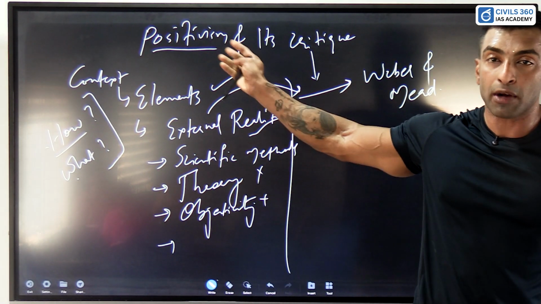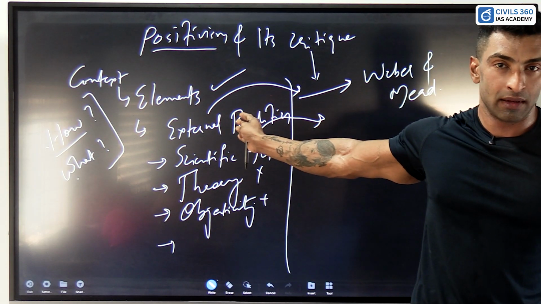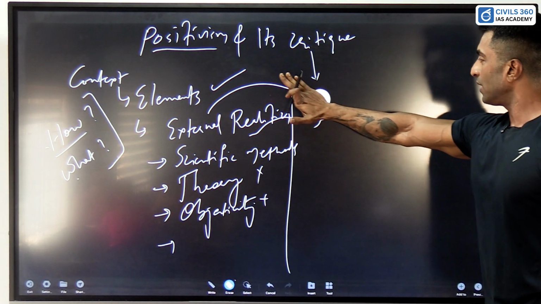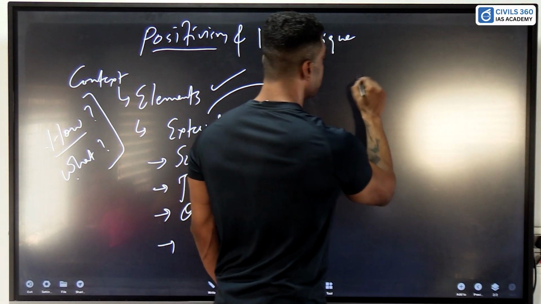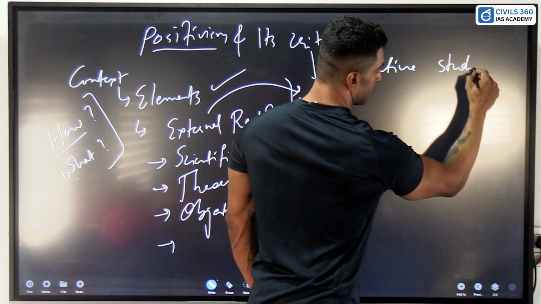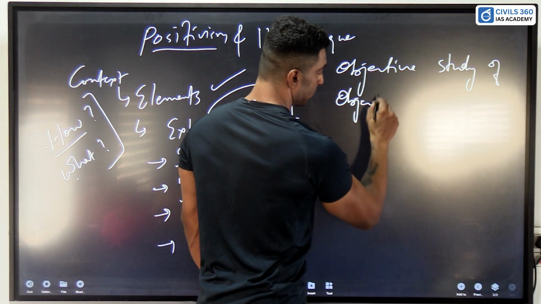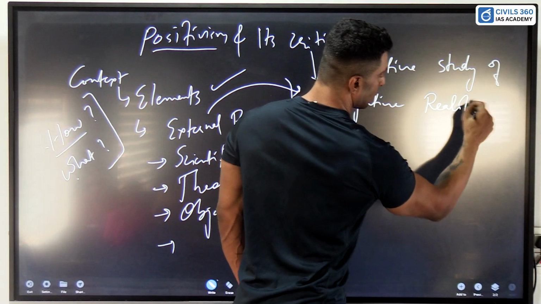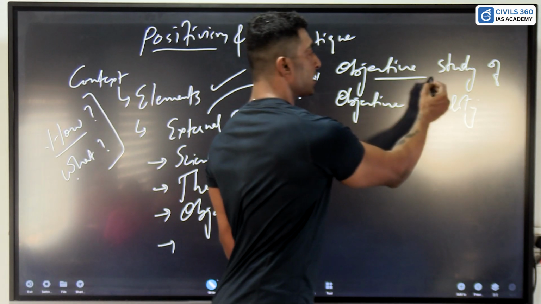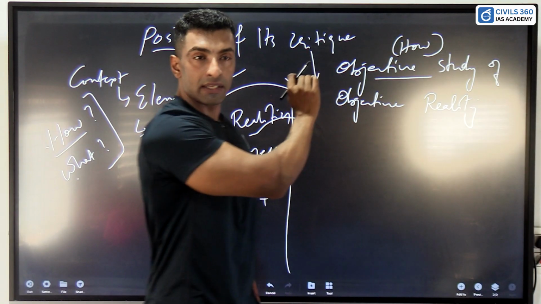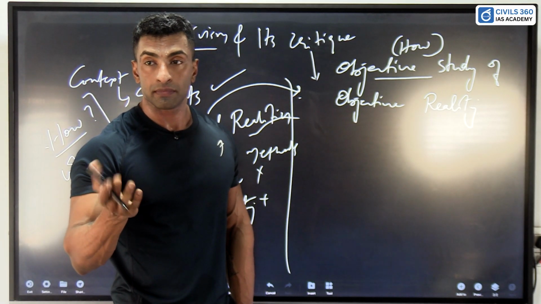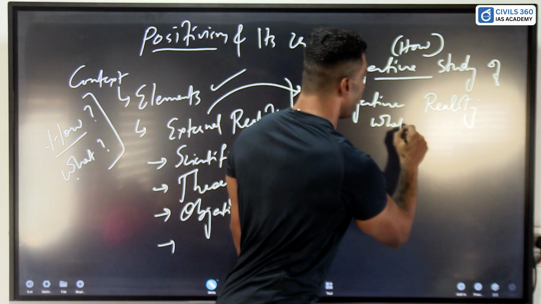So non-positivism is a complete radical departure from positivism. Positivism is, let me again, I just want you to interpret this part. If I say objective study of objective reality, what is this? Positivism. Objective study means how you study objectively by using scientific methods, quantitative data, an inductive approach. So objectively I am studying. What am I studying? External reality.